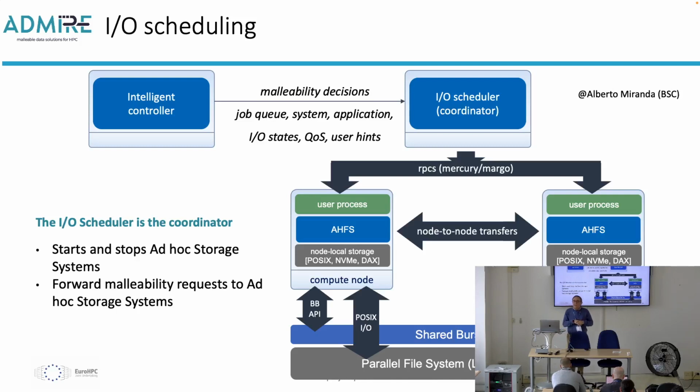So, in this case of malleability for I/O, the malleability is made through the I/O scheduler. And this I/O scheduler is already running. We have a first version. And we also have a version of the data stager to send information from the ad hoc file system to the parallel file system very aggressively and very efficiently, okay?